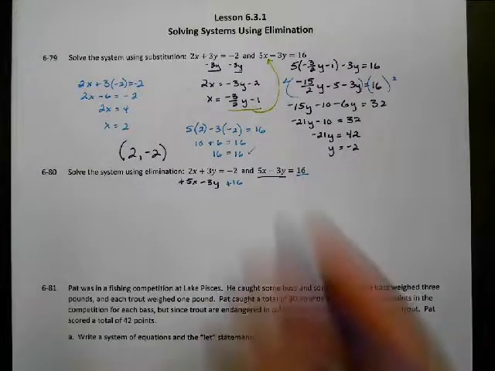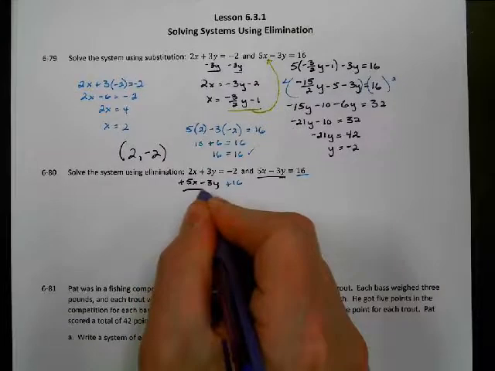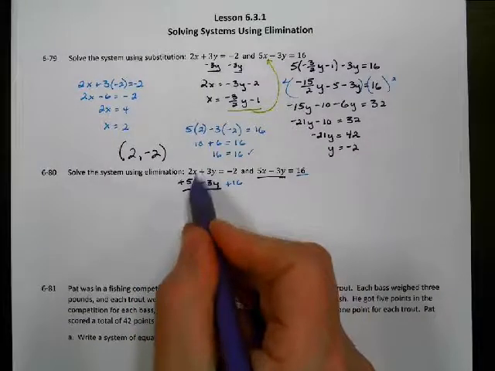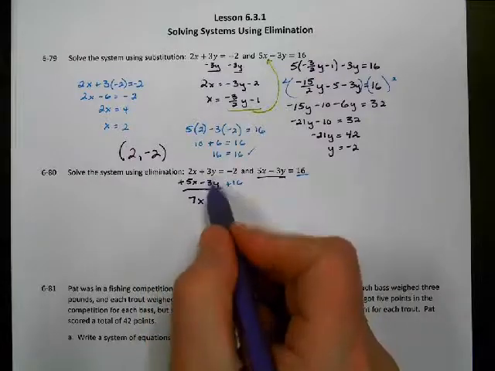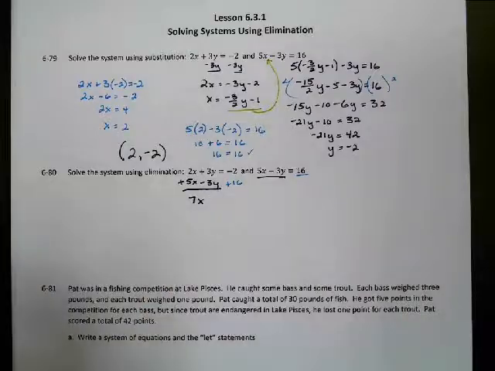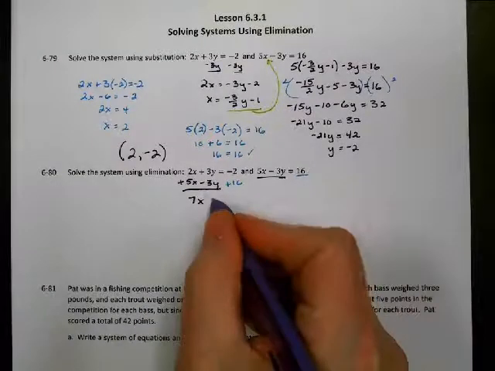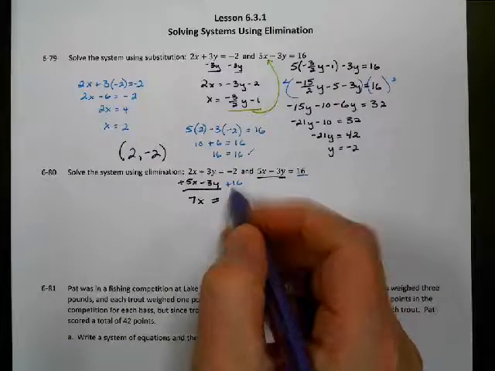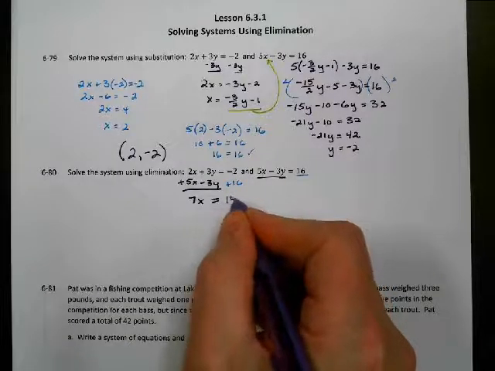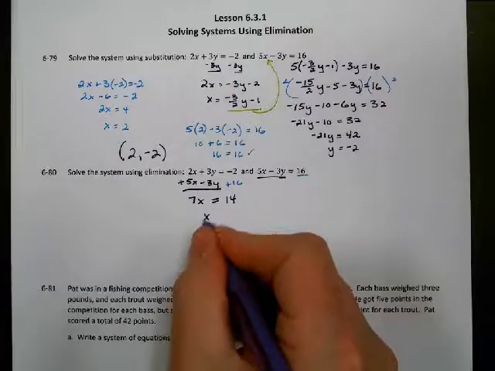So on the purple side, I got 2x plus 5x, that's 7x. 3y minus 3y, y's are gone, equals negative 2 plus 16, 14. Divide by 7, x is 2.